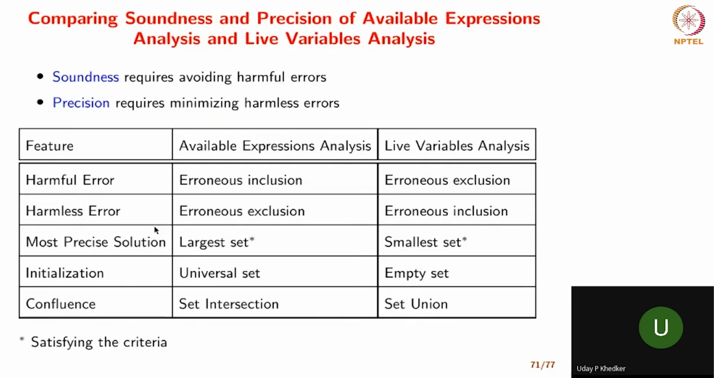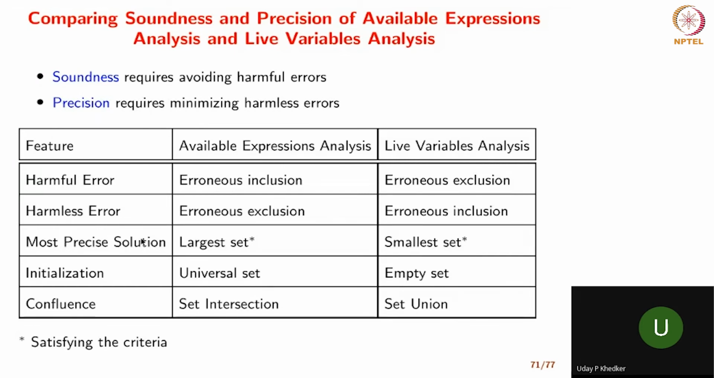So we can compare soundness and precision of available expressions analysis and live variables analysis. Soundness requires avoiding harmful errors. Precision requires minimizing harmless errors. In case of available expressions analysis, erroneous inclusion is harmful. In case of live variables analysis, erroneous exclusion is harmful. A harmless error is, in case of available expressions analysis, erroneous exclusion, and erroneous inclusion in case of live variables analysis.